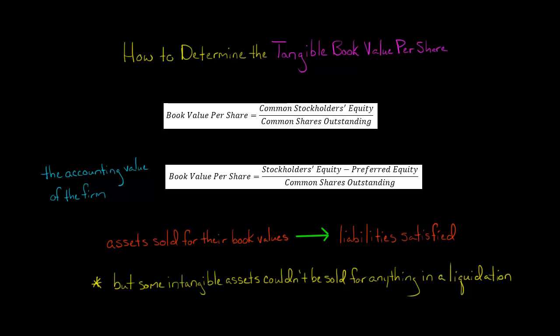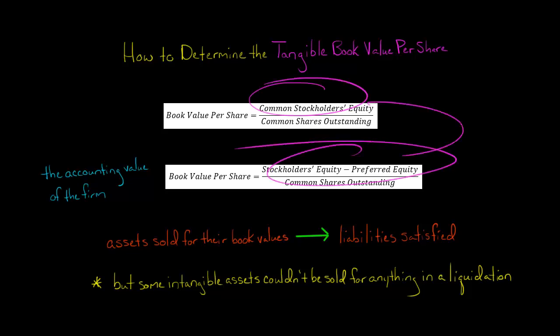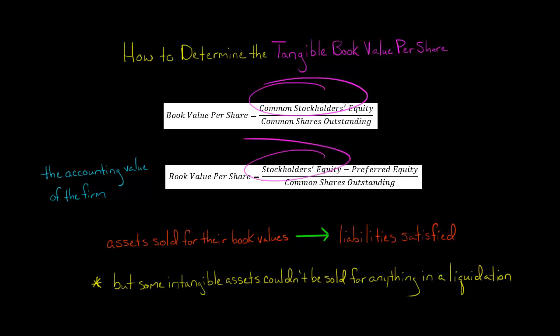In a previous video, I showed you how to calculate a company's book value per share. And if you remember, it's just the company's common stockholders' equity divided by its common shares outstanding, where the common stockholders' equity is calculated as total stockholders' equity minus the company's preferred equity. So this is just the company's net assets minus its preferred equity. Okay, that's the accounting value of the firm.